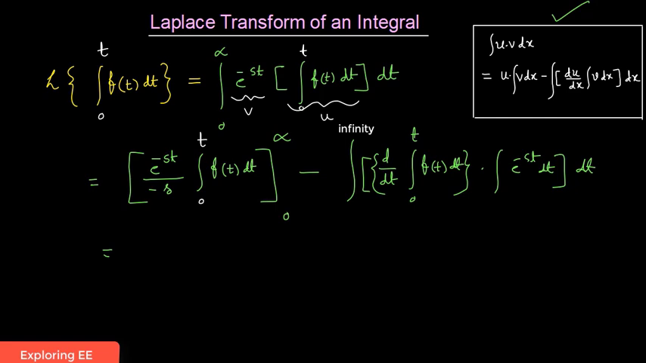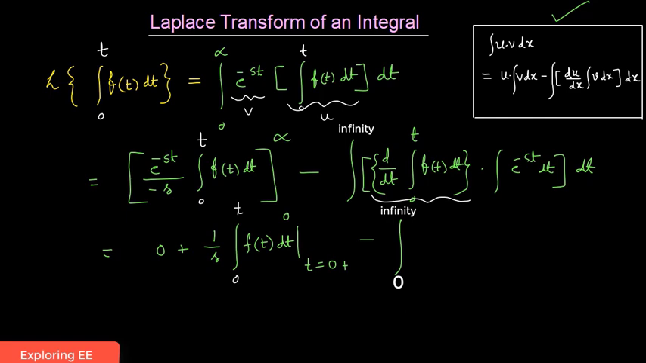If we put infinity, e to the power minus infinity is 0, so it will be 0, minus minus, plus 1 by s times integration 0 to t f(t) dt at t equal to 0 plus, minus integration, this term will be simply f(t) multiplied by e to the power minus st by minus s. So this minus minus will be plus into dt. If we carefully look at this term, this is actually F(s) by s.